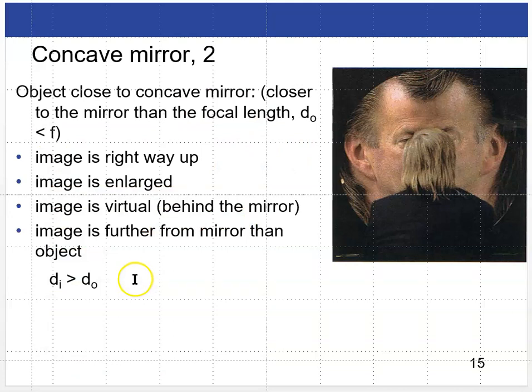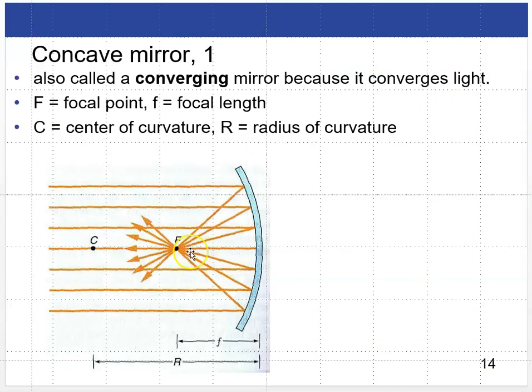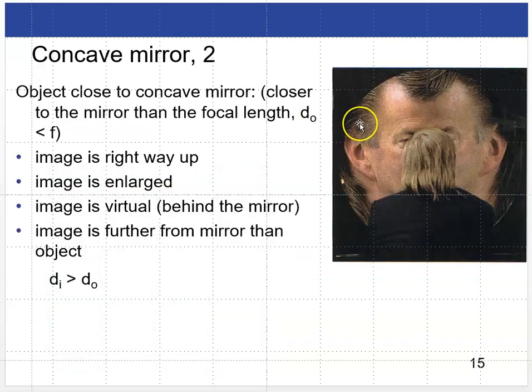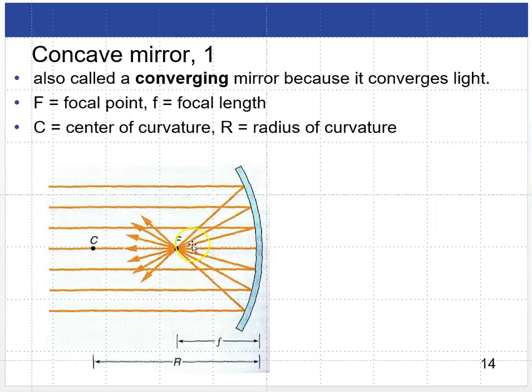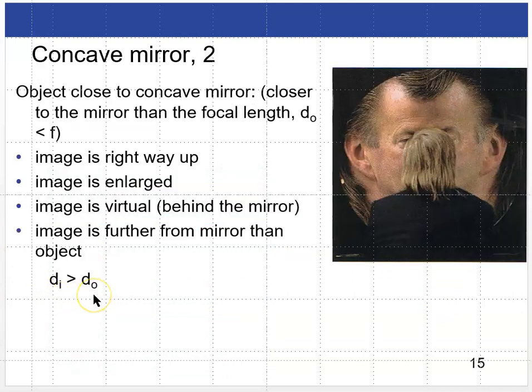Now, concave mirrors, when you put an object somewhere between here and here, within the focal length of the mirror, so the distance of the object is less than the focal length of the mirror, the image is right side up. That means it's a virtual image. It is enlarged. It's behind the mirror. The image is further from the mirror than the object. So you put the object here, the image will form back here somewhere, and it'll be bigger than the object is. So the distance to the image is greater than the distance to the object.